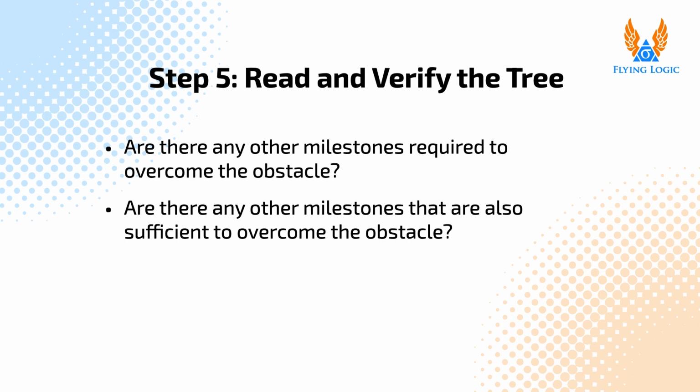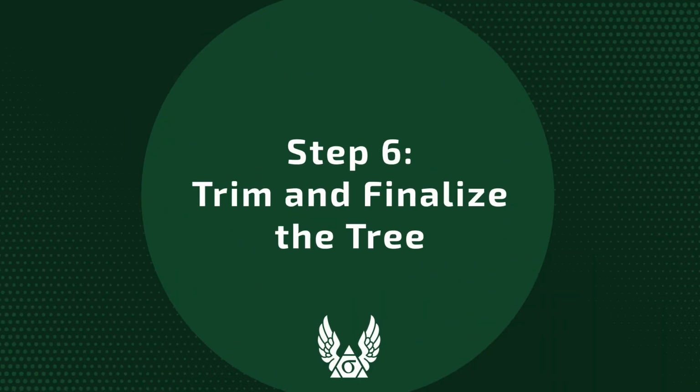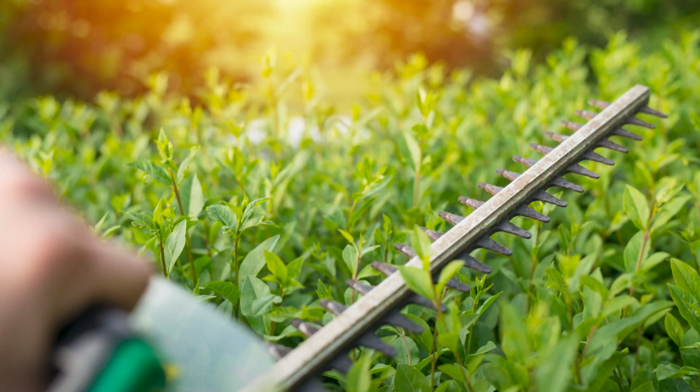It is also a good idea to use FlyingLogic's confidence spinners at this stage to go through your diagram step by step with the flow of the edges from the root milestones all the way to the objective. Step 6. Trim and finalize the tree. Once you have verified that your prerequisite tree is logically sound, it may contain 1 or more alternative milestones connected by OR relationships that you can now choose among. Trim the rejected alternatives either by deleting them or placing them within collapsed groups.